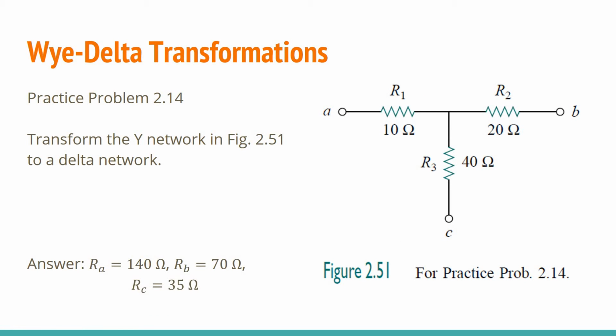Okay, practice problem 2.14. I'll assign this to you to solve. Show your solution, and there must be an answer. I will check if your solution is correct. You just need to plug in values. Given R1 is 10 ohms, R2 is 20 ohms, R3 is 40 ohms.